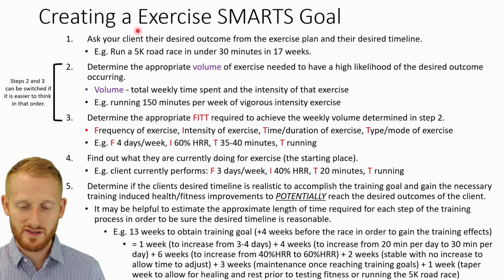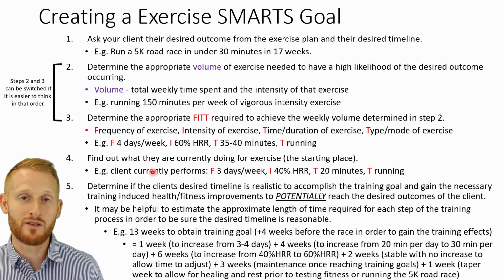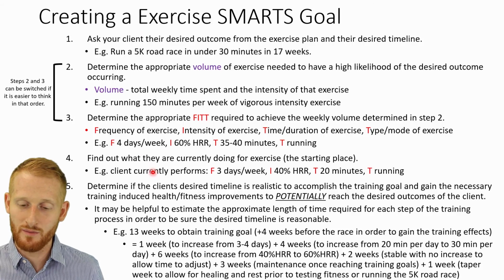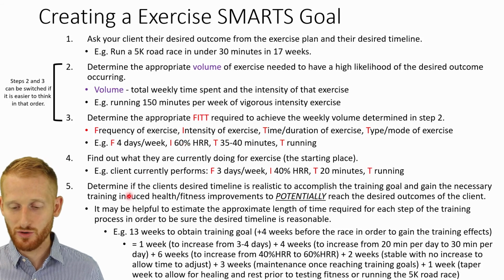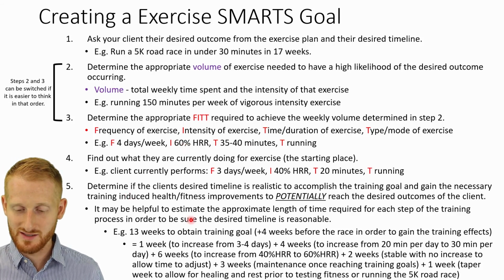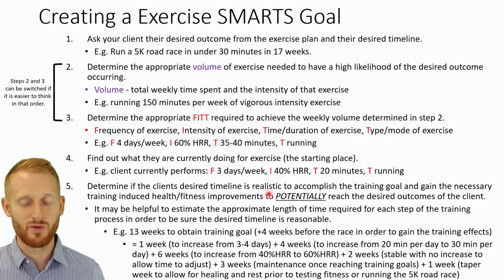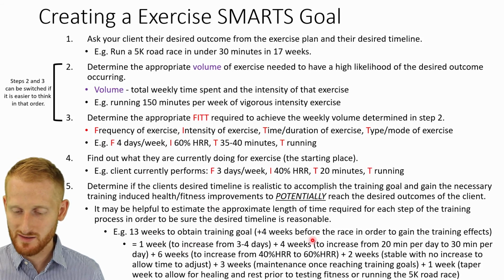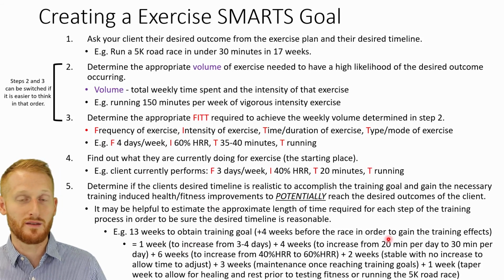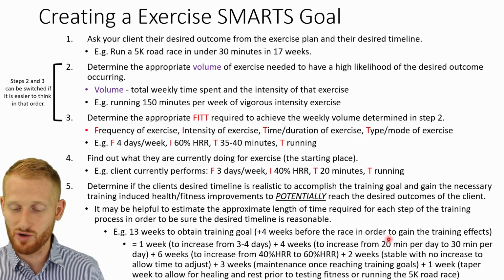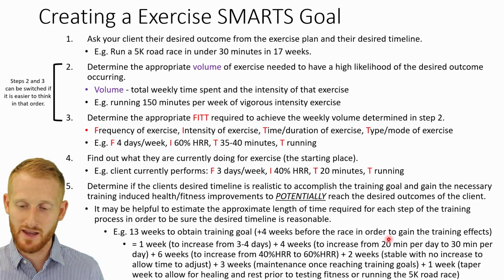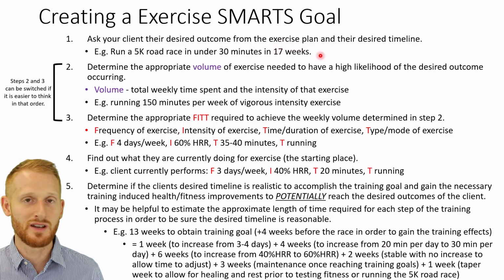Once you know all this information, now you need to determine whether or not the goal that you're trying to set with them, which is essentially this right here, is realistic or not. What I think is a good way of doing that is to come up with sort of a timeline for it. So figure out how many weeks they need to do each part of the progression in order to get to their action-oriented goal, and whether it's possible for them to do that in the time period that they have said they want to do it in, which is 17 weeks.